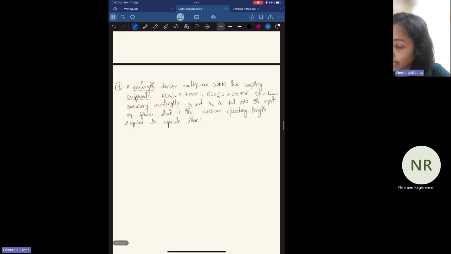So we have identical waveguides and we inject lambda 1 and lambda 2 here, and we want to separate it out in the output. And it is also given what is the value of the coupling coefficient at different wavelengths. If you recall, we have, so always start from the concept that you know.